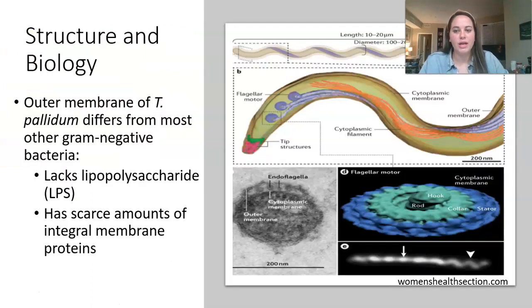So the outer membrane of T. pallidum differs from most other gram-negative bacteria in that it lacks lipopolysaccharide, or LPS, which is an endotoxin that's found in most other gram-negative bacteria, and it causes fever and inflammation. Additionally, T. pallidum has scarce amounts of integral membrane proteins, and it's believed that this may allow the organism to evade the host immune response.